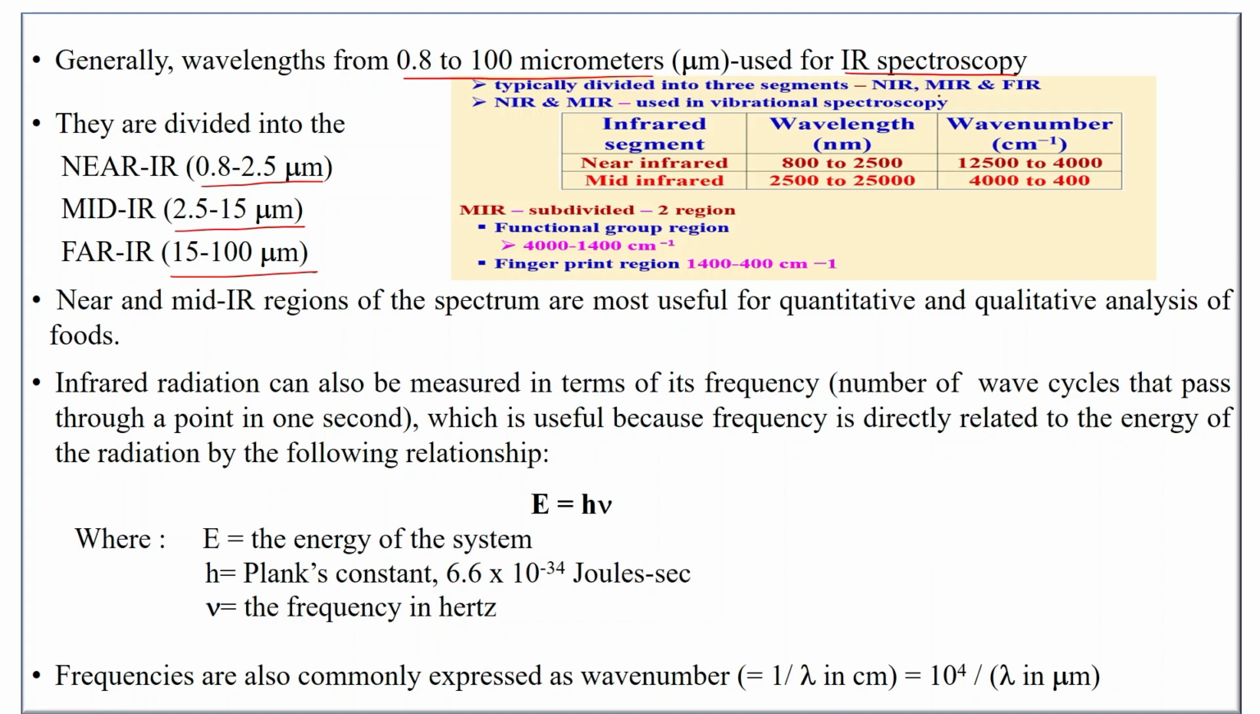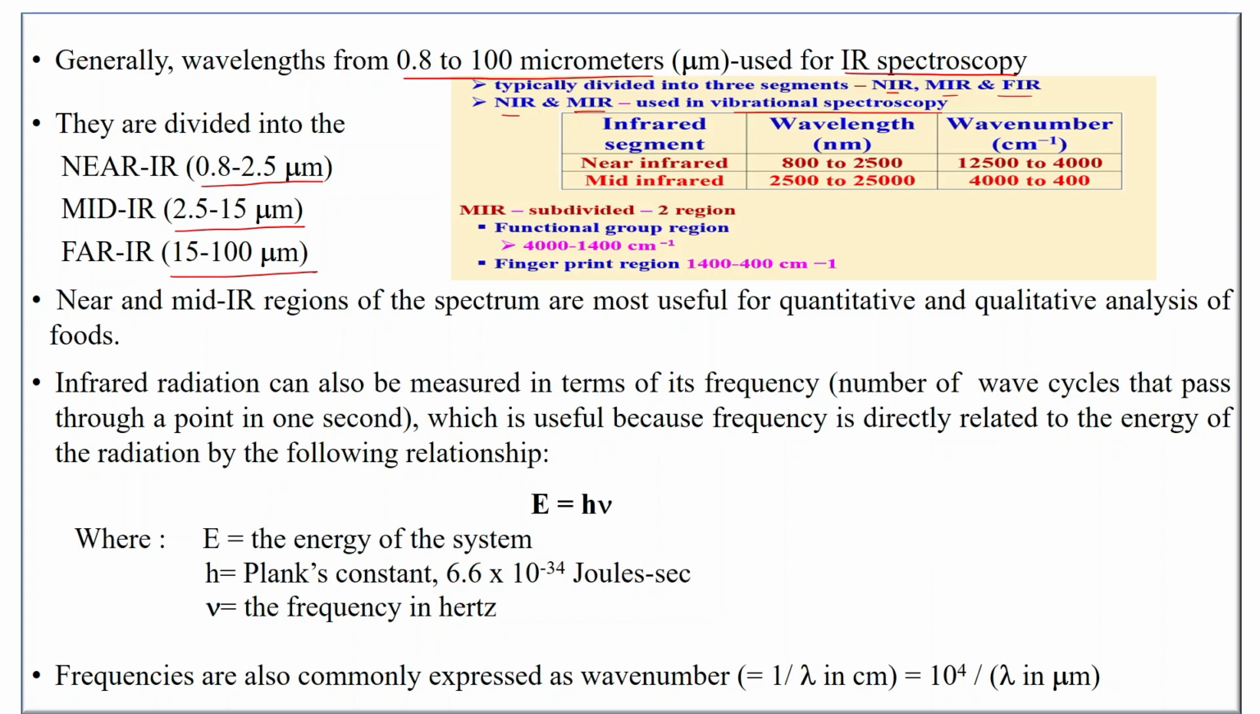Now typically the IR radiation is divided into 3 categories as already told: NIR, MIR, and FIR. Mostly the NIR and MIR are used in vibrational spectroscopy. FIR is not much used, not having much application, whereas near and mid infrared are mostly used.